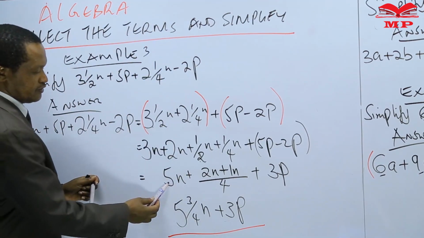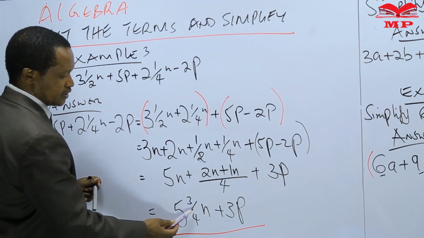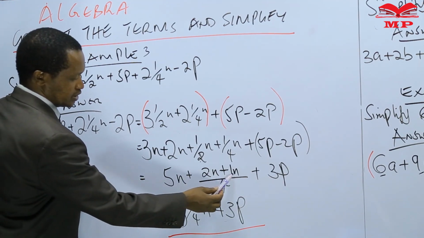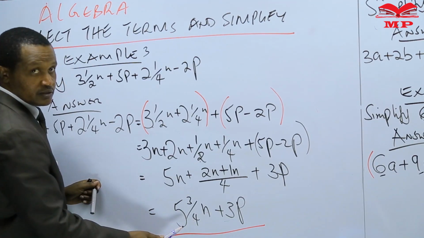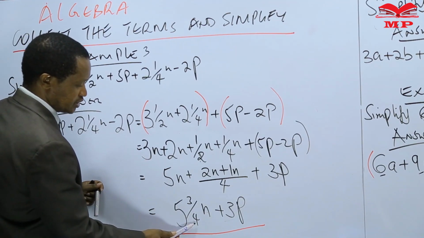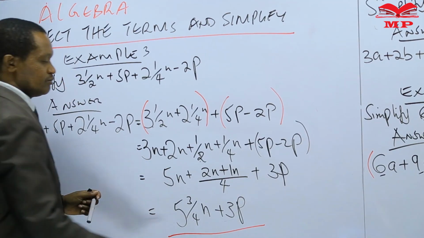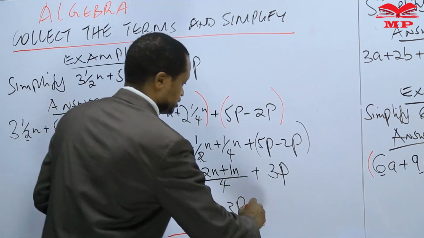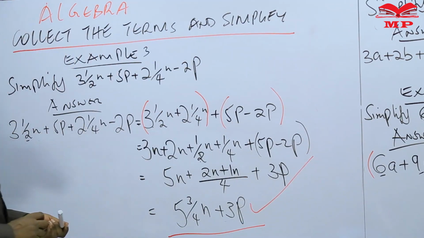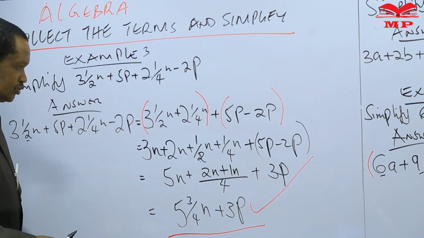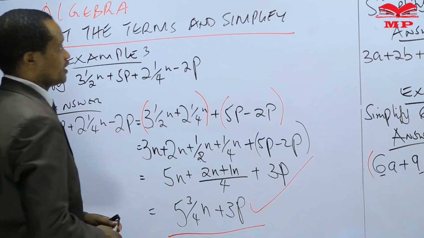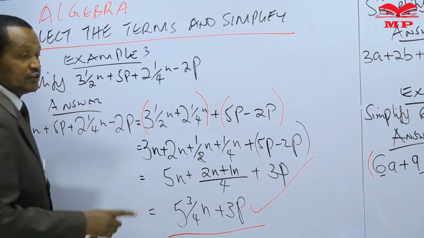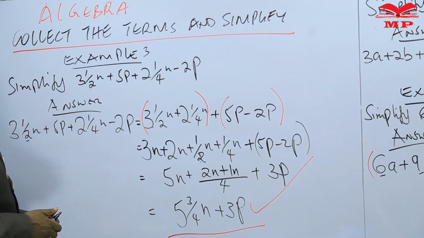So we've taken 5, plus 2 plus 1 is equal to 3 over 4 n. This n applies to both the 5 and the 3 quarters, plus 3p. So this is the answer. Correct. Learners, are you following the process of collecting terms and simplifying algebraic expressions? If you have any question, feel free to ask.